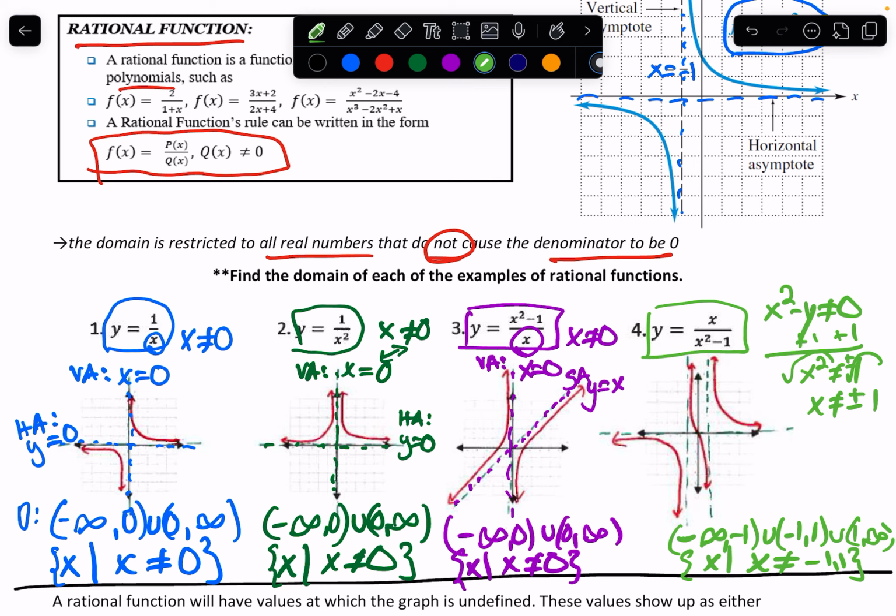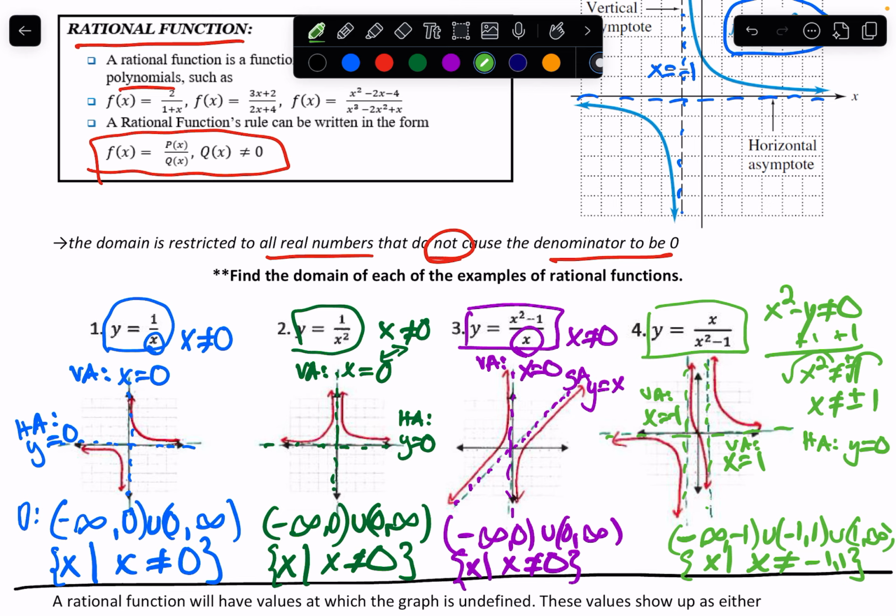Okay, if we look at the graph here, we can see that there's our x equals 1, and there's our x equals negative 1, our vertical asymptotes, and then we have our horizontal one that is y equals 0.